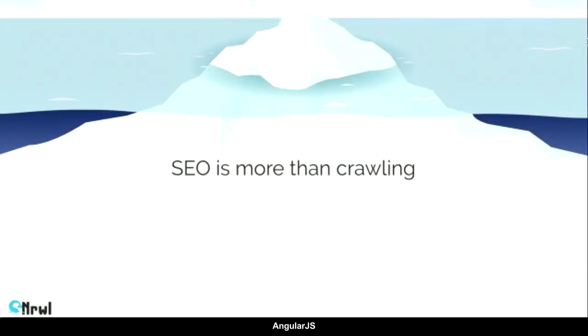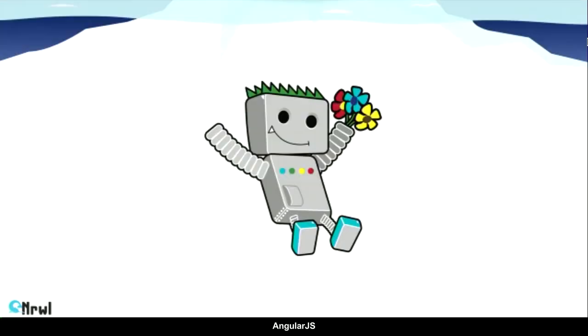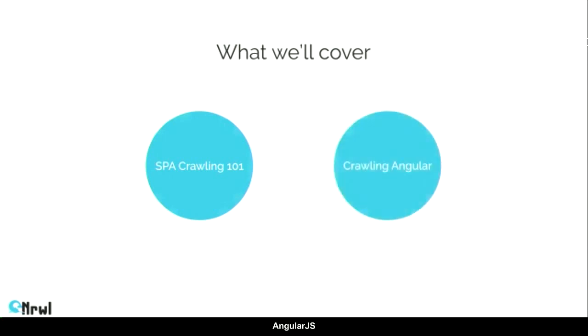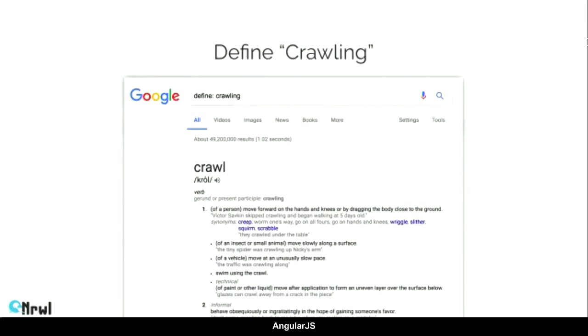So some disclaimers before I jump in. SEO is a broad topic. It covers lots of things. It's a lot more than crawling. Tonight, I'm going to focus on crawling, specifically the Googlebot, how it crawls applications, and specifically how it crawls JavaScript applications. We'll cover general crawling of single-page applications, and then we'll talk a little bit about specific considerations for Angular applications and making them more crawlable.